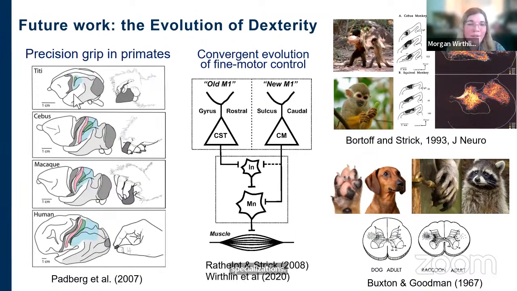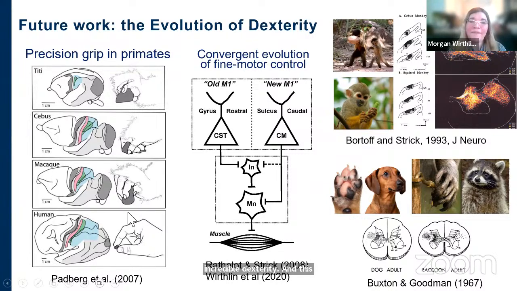So getting into the third topic, convergence, a topic that I'm very interested in, we're starting to look now at the evolution of dexterity. So primates, of course, have this incredible precision grip, the ability to use tools, and that's evolved multiple times in primates, with cebus monkeys having exceptional dexterity within the New World primates, and then Old World primates like ourselves also having incredible dexterity.